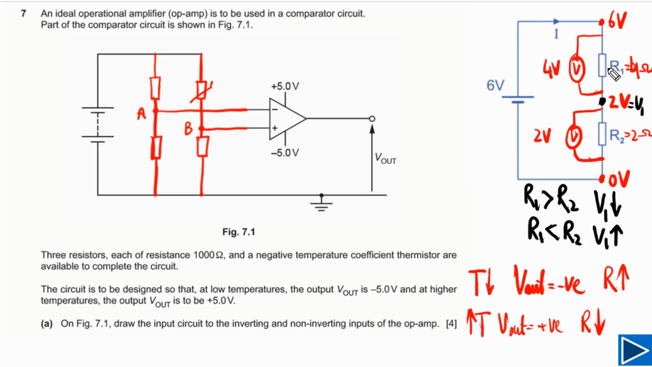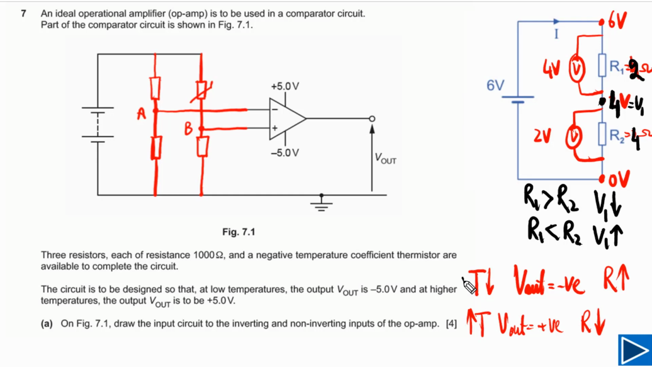Let's say I replace R1. The resistance of this one is now 2 ohms, and the resistance of this resistor is 4 ohms. Now you will say the potential at this point will be equal to 4 volts. This is a very important point. We will use this and check the circuit: is this circuit correct or not?